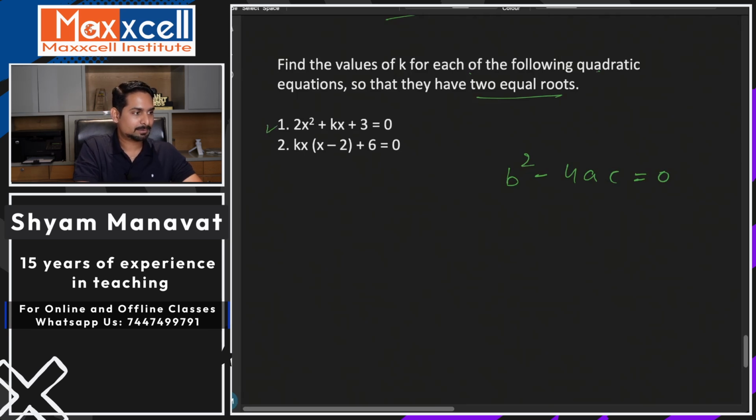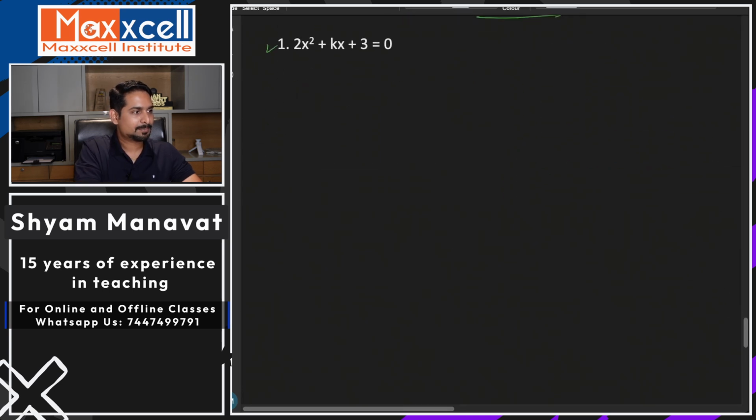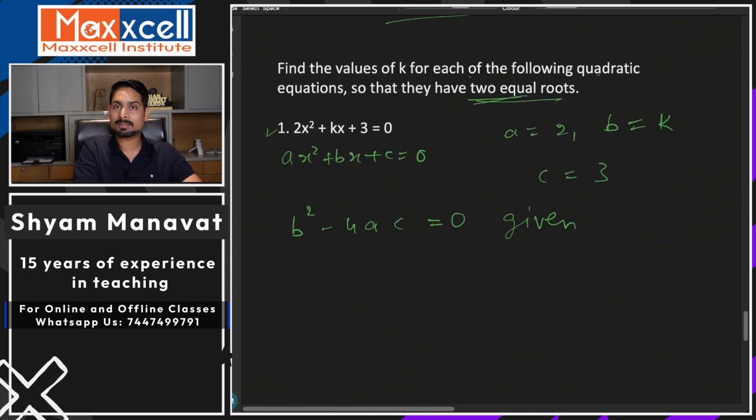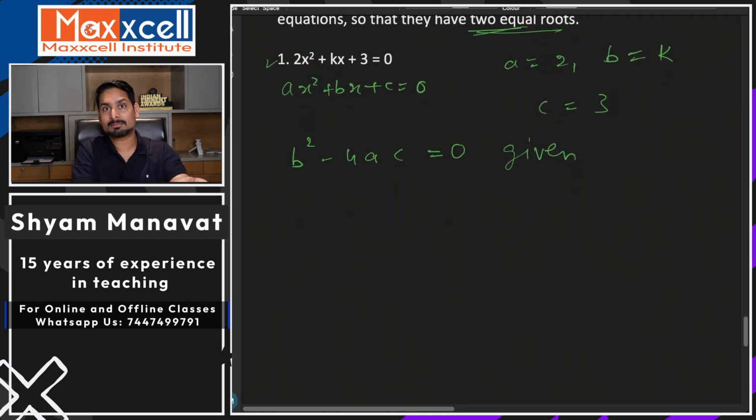So let me say this first, question number 1. Question number 1 here. Compare with ax square plus bx plus c equals 0. Here I get a equals 2, b equals k, c equals 3. Yes. Now what will be the discriminant here? It has to be equal to 0. This is given. Where is it given? It's given that the 2 roots should be equal. So discriminant has to be equal to 0. So I will write this information as part of the given information.